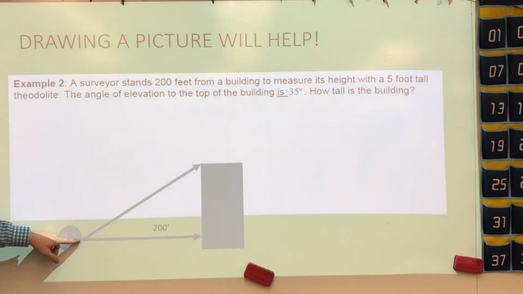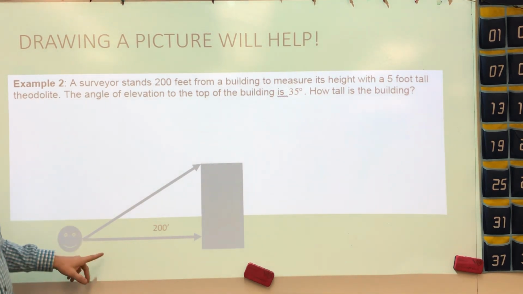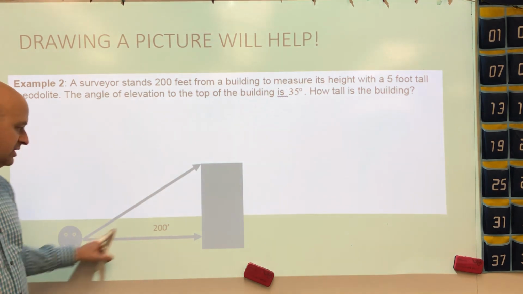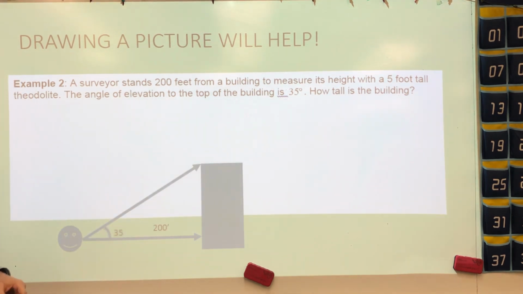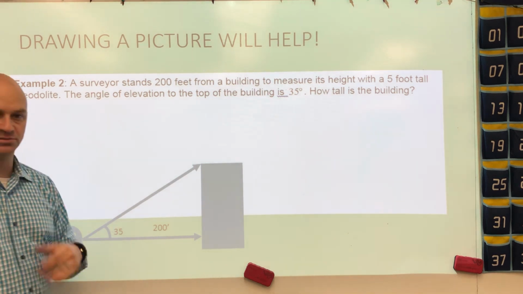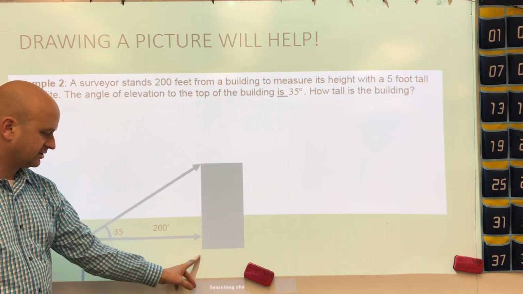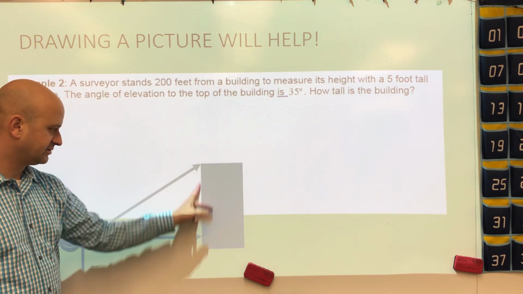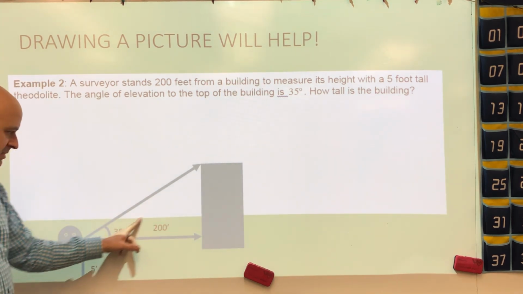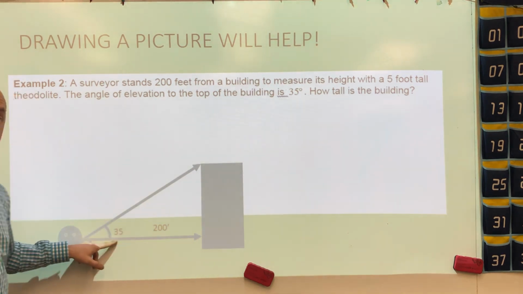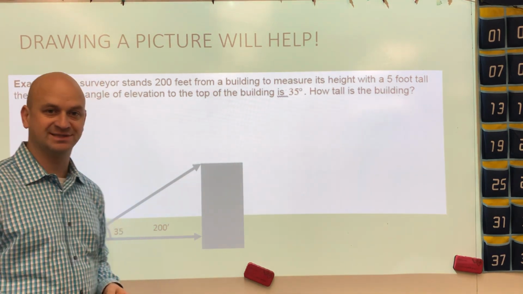All right, the angle of elevation to the top of the building is 35 degrees. So this angle, when we look up, is 35 degrees. We want to know how tall the building is. So what we're going to find is this side right here. Based on the angle, this would be opposite, this would be adjacent. So if we remember, opposite and adjacent is going to be tangent.